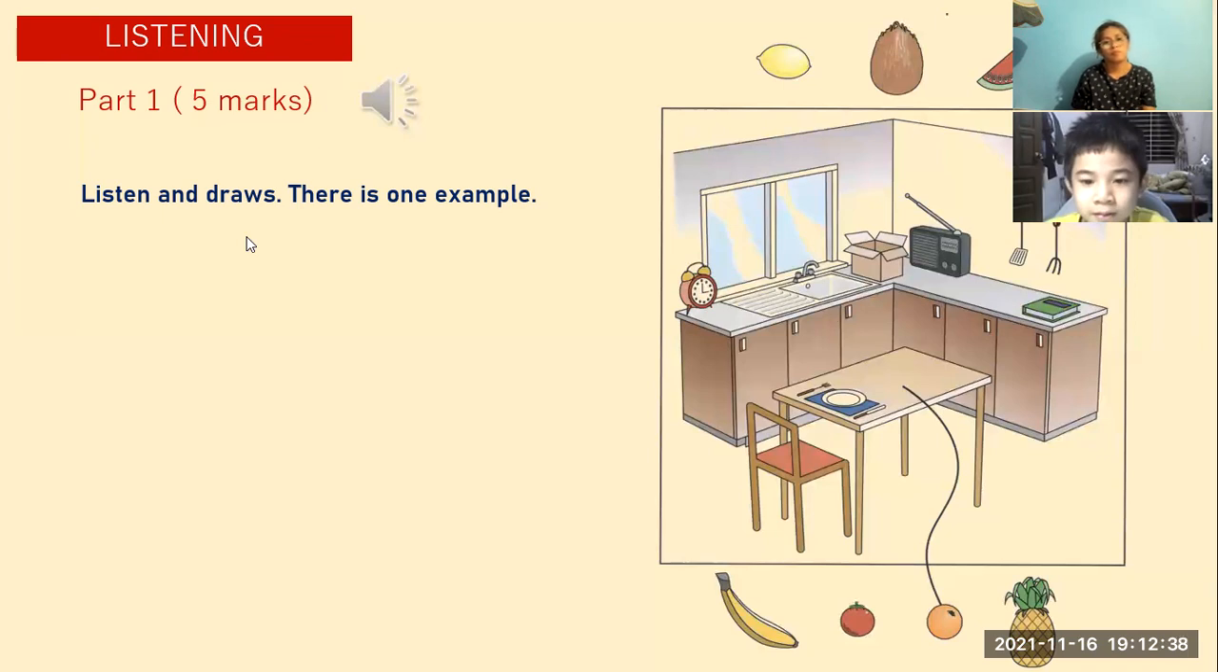1. The banana is in front of the window. Sorry? The banana is in front of the window. Two. The pineapple is next to the clock. Where?